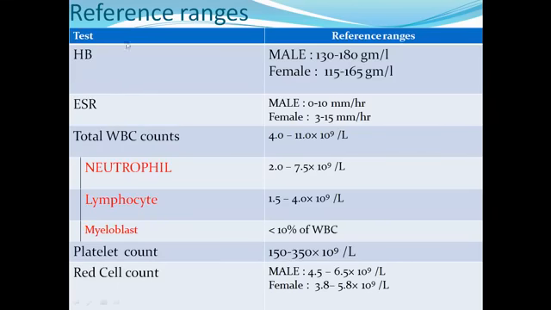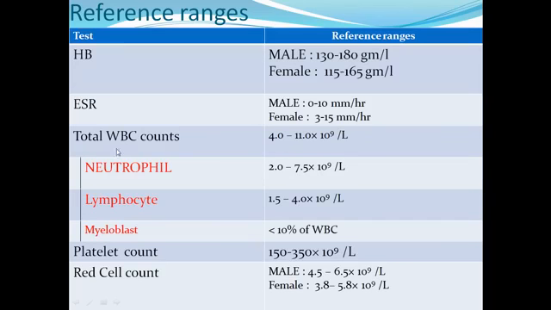The range of hemoglobin in case of male is 130 to 180 gram per liter, female 115 to 165 gram per liter. Erythrocyte sedimentation rate, male 0 to 1 millimeter first hour, female 3 to 50 millimeter first hour. Total WBC count. Look here. Here also hemoglobin and erythrocyte sedimentation reference ranges, male and female are different. So interpreting data, we should look at the sex of a patient.